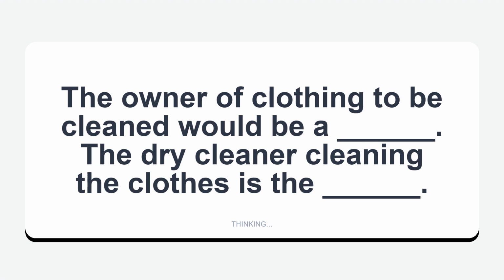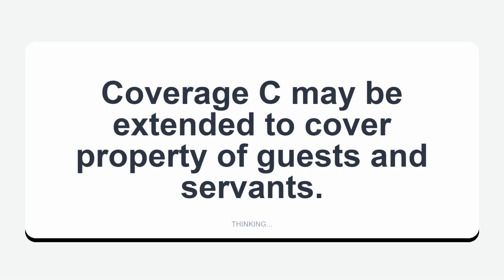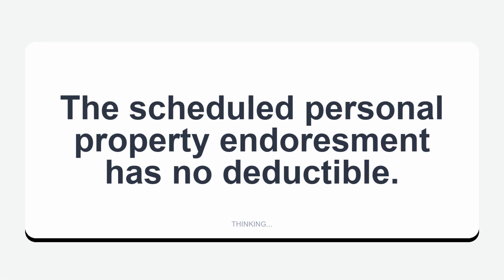The owner of clothing to be cleaned would be a blank. The dry cleaner cleaning the clothes is the blank. Bailor, bailee. Coverage C may be extended to cover property of guests and servants. True. The scheduled personal property endorsement has no deductible. True.